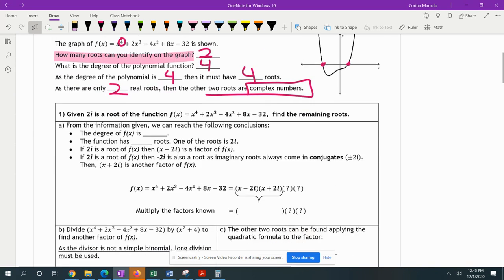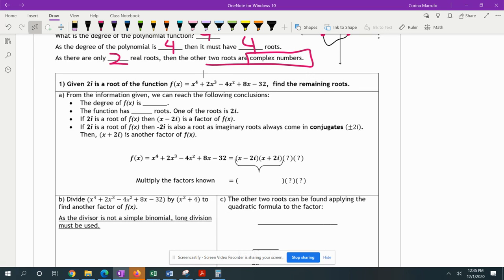So here, given 2i is a root of the function f of x equals x to the fourth power plus 2x cubed minus 4x squared plus 8x minus 32, find the remaining roots. So from the information given, we can reach the following conclusion. So the first conclusion is the degree of f of x is 4. That means that the function is going to have 4 roots. One of the roots is 2i.